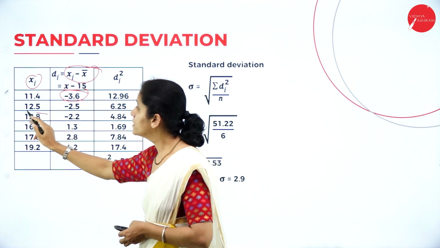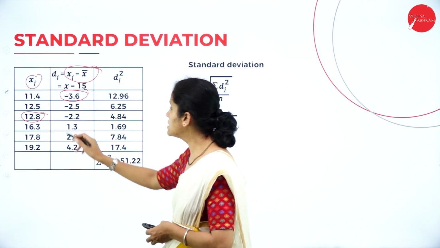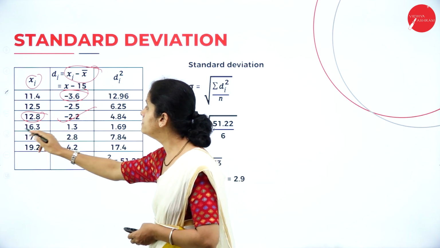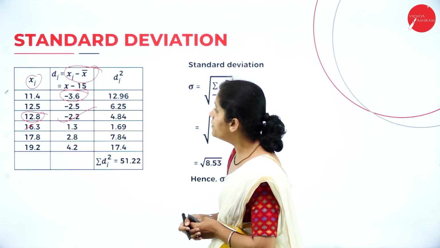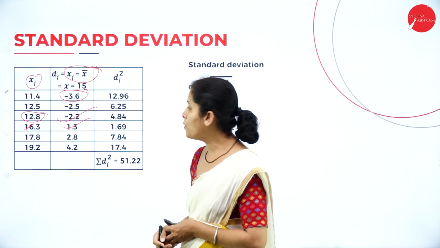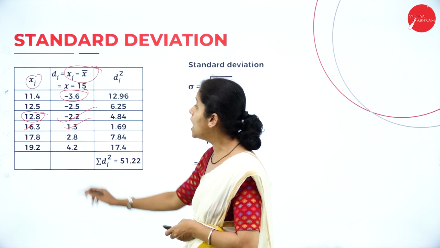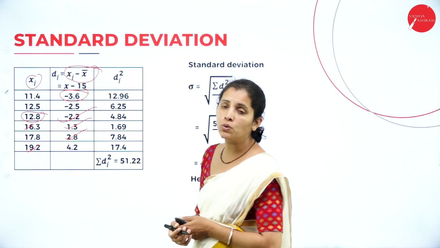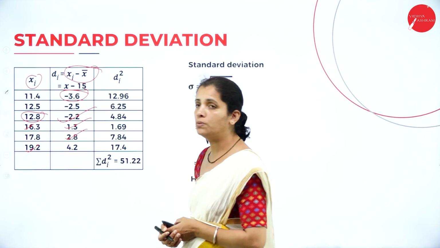Next I have 12.8 minus 15, the answer is minus 2.2. Next element 16.3 minus 15, the answer is positive 1.3. Now 17.8 minus 15, the answer is 2.8. Here I have 19.2 minus 15, the answer is 4.2.